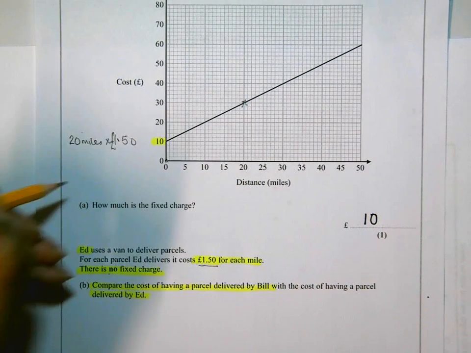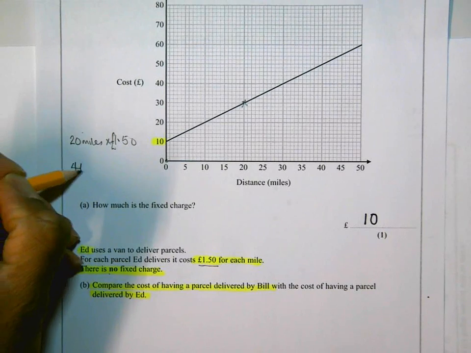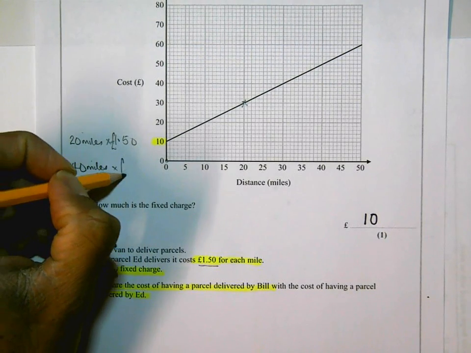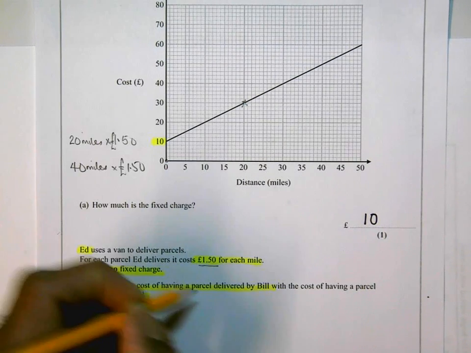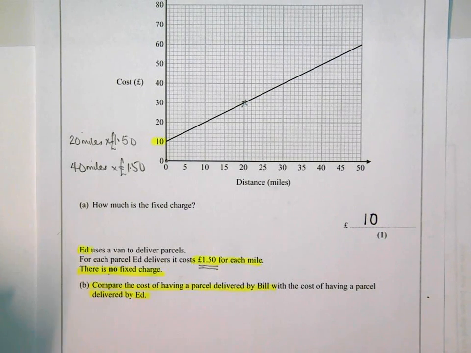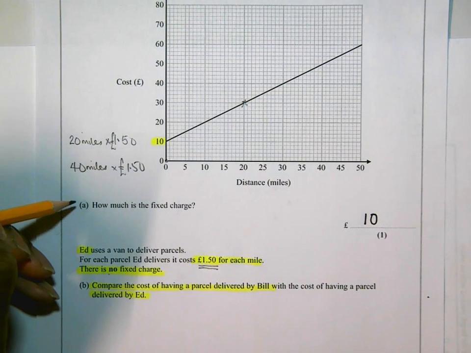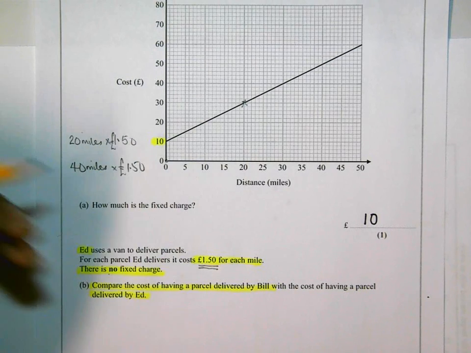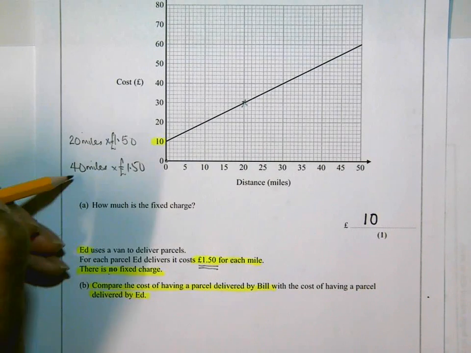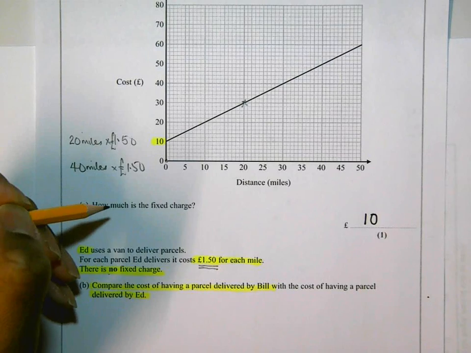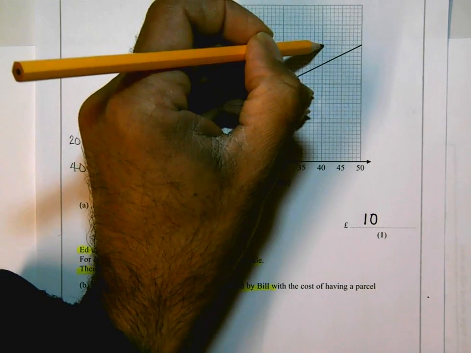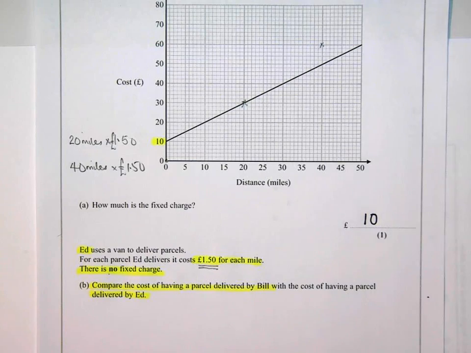If he delivers a parcel 40 miles, 40 times £1.50. £1.50 is the cost that he charges to deliver a parcel, £1.50 per mile. So that's going to be 40 times 1 is 40. 40 times a half is 20. 40 add 20 is 60. So from 40, if I go all the way up to 60, got that there. Now I've got 3 points that I could join up.